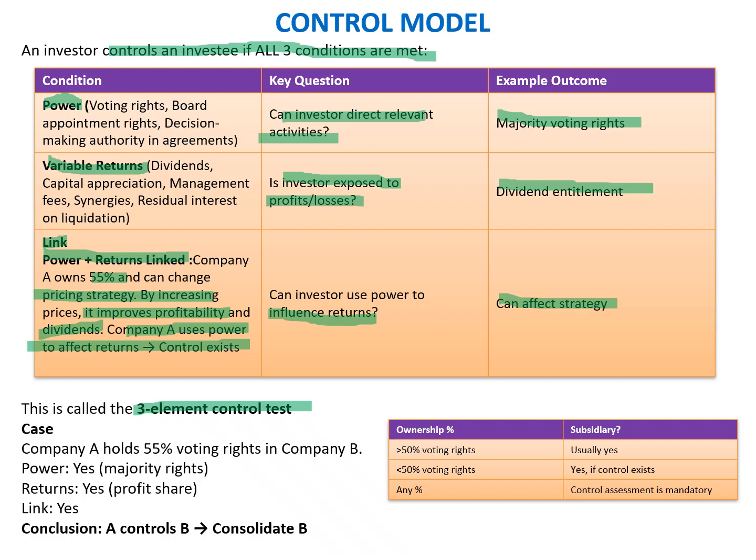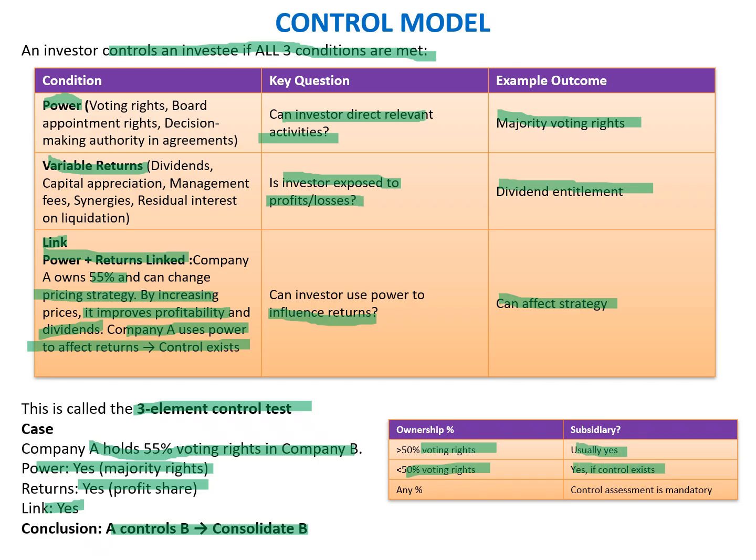So, an example case: Company A holds a 55% voting share in Company B. Power: yes, majority rights. Return: yes, profit share. Link: yes. Conclusion: A controls B, therefore we have to consolidate B with A. So if voting rights are greater than 50%, it is usually a subsidiary. If less than 50% voting rights, it is a subsidiary if control exists.